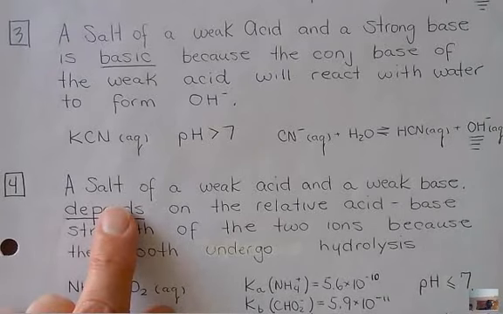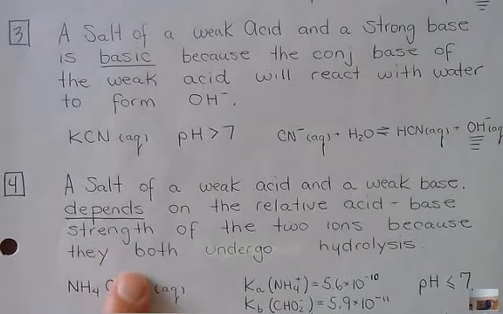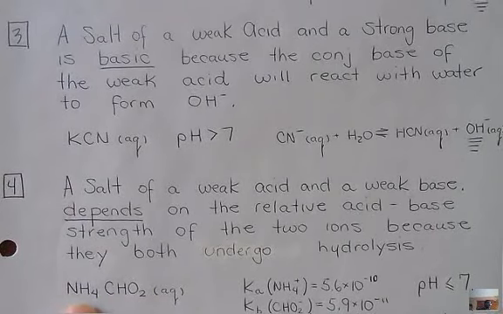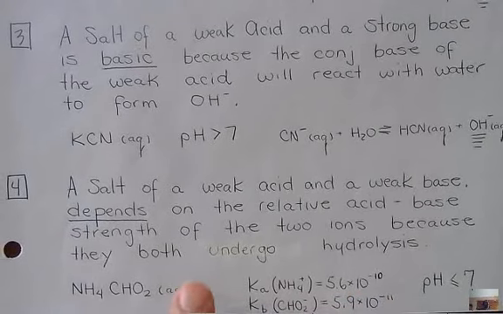Okay, so the salt of a weak acid and a weak base depends on the relative acid-base strengths of the two ions because they both undergo hydrolysis. Okay, so let's try to talk about this. Here's our example, right? The Ka of the ammonium ion, which we can get from the Kb of its conjugate, ammonia. We already did that, right? The Ka of the ammonium ion is 5.6 times 10 to the minus 10th. I got that by Kw divided by Kb for NH3.